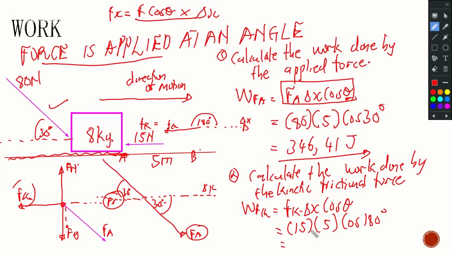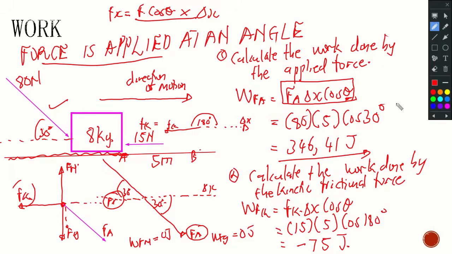So this means you're still going to have 15 multiplied by 5, then cos 180, which is -1. So this multiplied by cos 180 will give us -75 joules. Note that I did not use the 30 degrees, right? If a question were to say calculate the work done by Fn, the work done by Fn would still be 0 joules. The work done by Fg would still be 0 joules. Why? Because they are perpendicular to the displacement.